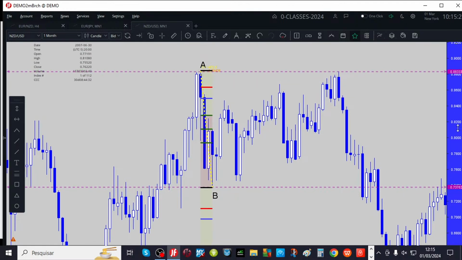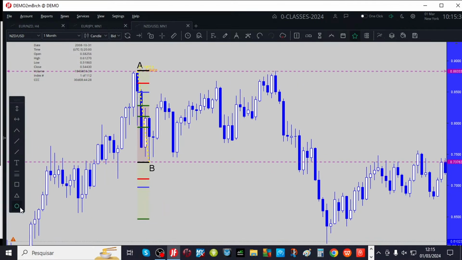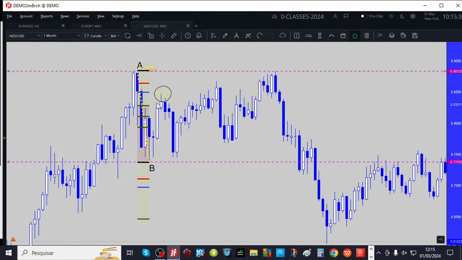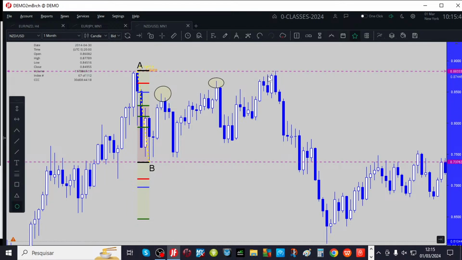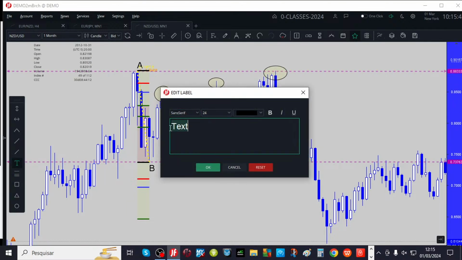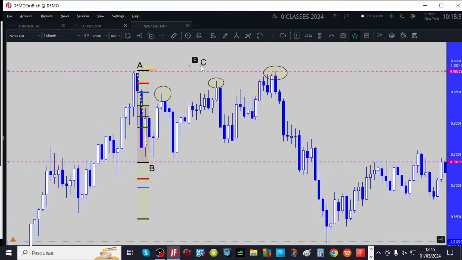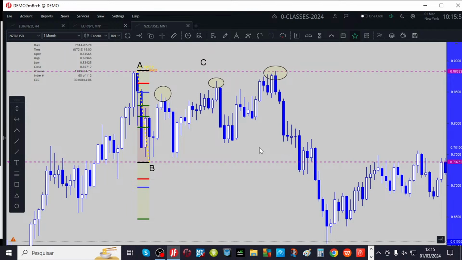Now we have a sequence, right? Now, which one is the C? Is the first circle the C? Is the second circle the C? Or is the third circle the C? Which one is the C? One more time, we're going to spend three months filling your head with the rules.